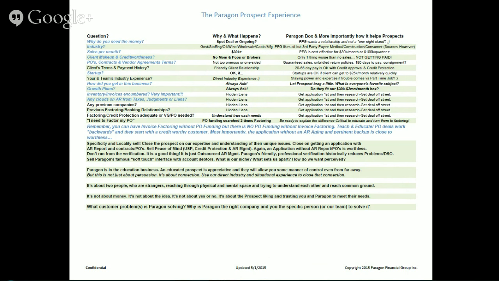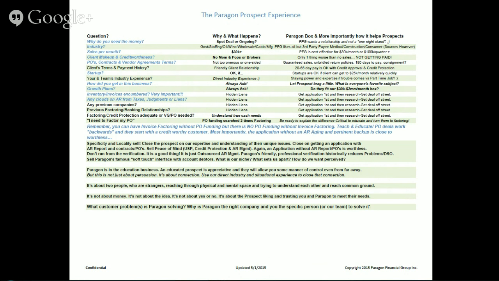One thing, if you go down where it says, remember, you can have invoice factoring without PO funding. This is critical. If you type PO funding in on Google or Bing, Paragon comes up pretty high. One of the reasons is we're an invoice factor. But what we sell, invoice factoring, and what people look for, PO funding, is two different things. PO funding has doubled to tripled the search volume on Google. So you should realize that.